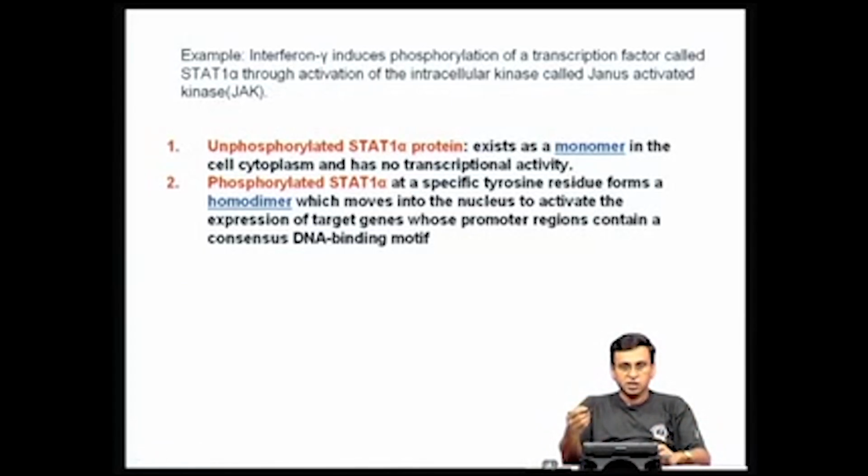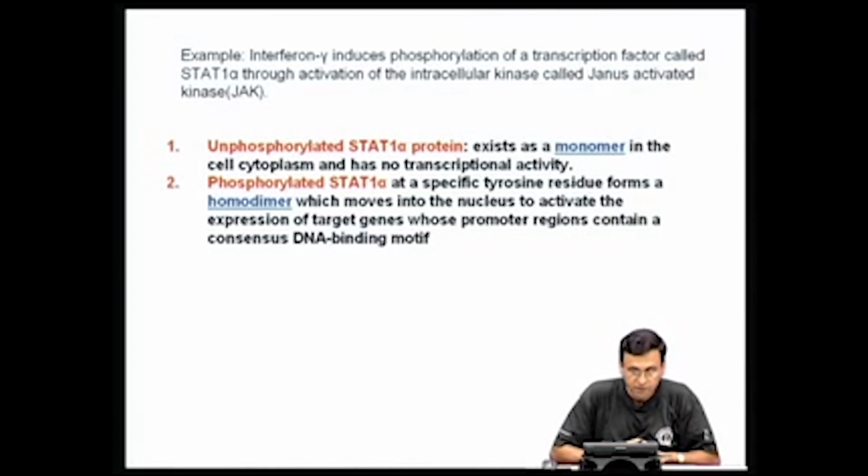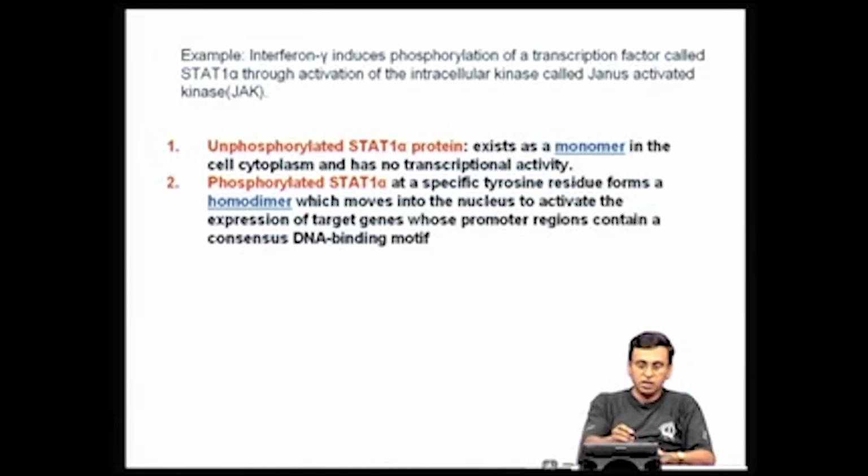A very important cytokine which is involved in immune response is interferon gamma. Now when interferon gamma is added to the cells, the interferon gamma goes and binds to a specific cell surface receptor, and this binding to the cell surface receptor triggers the phosphorylation of a protein called STAT1. Now the STAT1 in an unphosphorylated form is present as a monomer and is present in the cytoplasm.